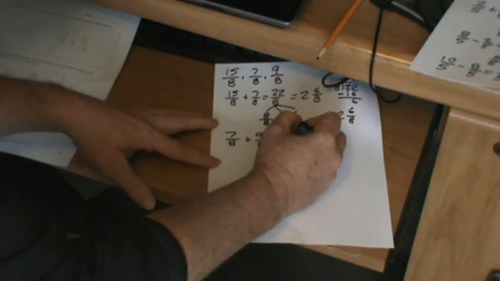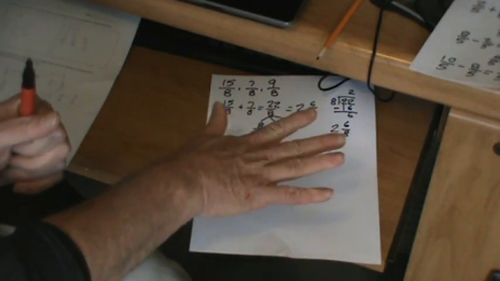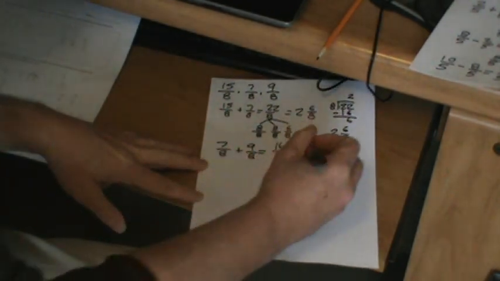Well, I know the 8 remains the same, right? The denominator does not change when we're adding and subtracting like this. So 7 plus 9, well, 7, 8, 9, 10, 11, 12, 13, 14, 15, 16. And I bet you're saying to yourself, I know the answer. Well, think about it. 8 times what is 16? And 16 divided by 8 is what?